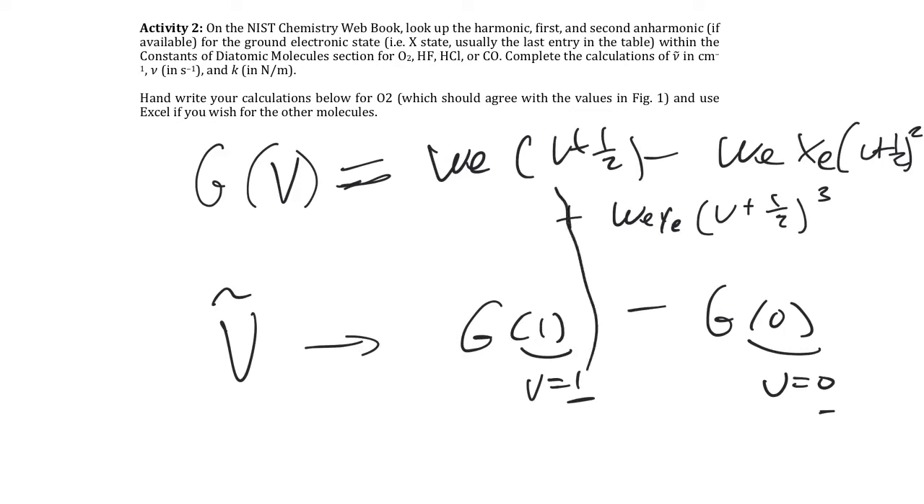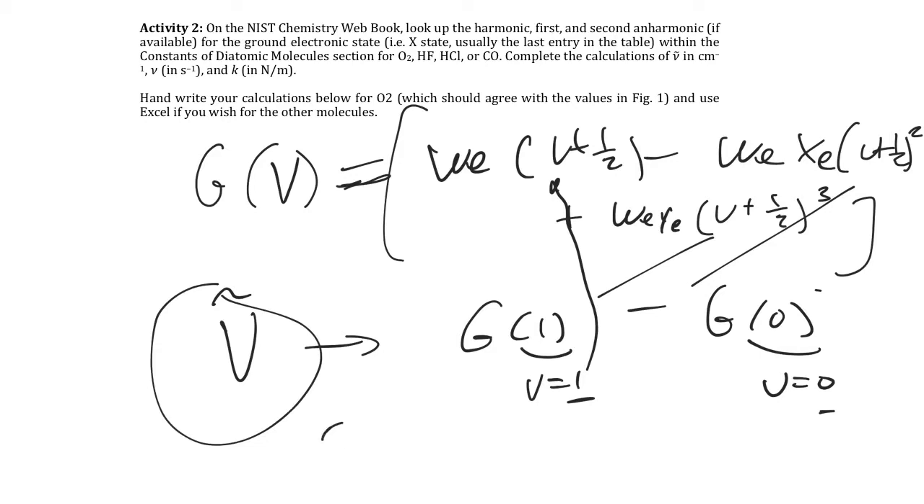Well, what you can do is plug in a 1 here, a 1 here, and a 1 here, and work that out, and then minus plugging in a 0 in place of V. Take the difference, do some rearranging, and then try to solve for what the fundamental vibrational frequency will be in units of wave numbers.